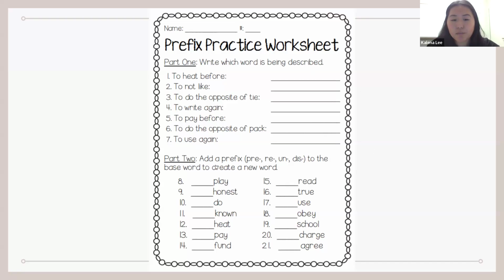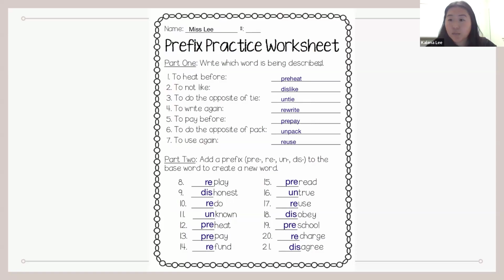And then for part two, you're going to add a prefix pre, re, un, or dis to the base word to create a new word. This one's going to be a little bit tricky, but I think that you guys could do pretty good. So we'll break you into groups and we'll be right back in a couple minutes. Okay, welcome back. I went to visit each group and you guys did have some wonderful answers. So let's go over it together as a class. Almost everyone got exactly what I had.